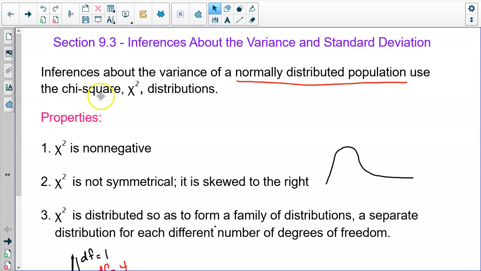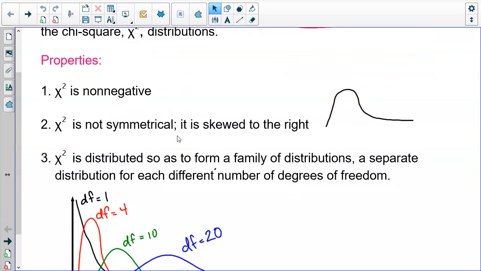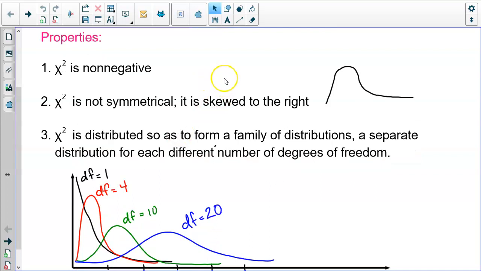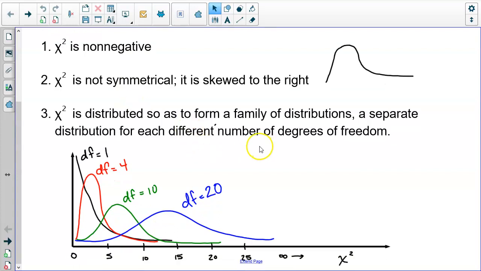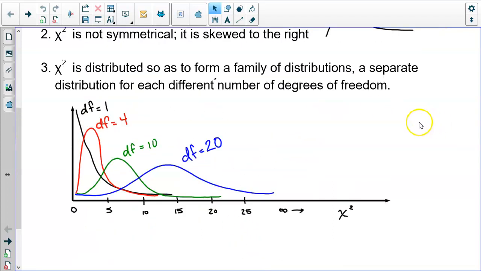Use the chi-square distribution. The properties of chi-squared: it is non-negative, which means you don't have a symmetric distribution anymore. It is right skewed, so that's why you saw me draw a picture like this. Non-negative means the lowest value is 0, and then it's going to go on forever towards positive, okay? So chi-squared is not symmetrical. It is right skewed. It is non-negative, and it forms a family of distributions, so you have a separate distribution for each different number of degrees of freedom.